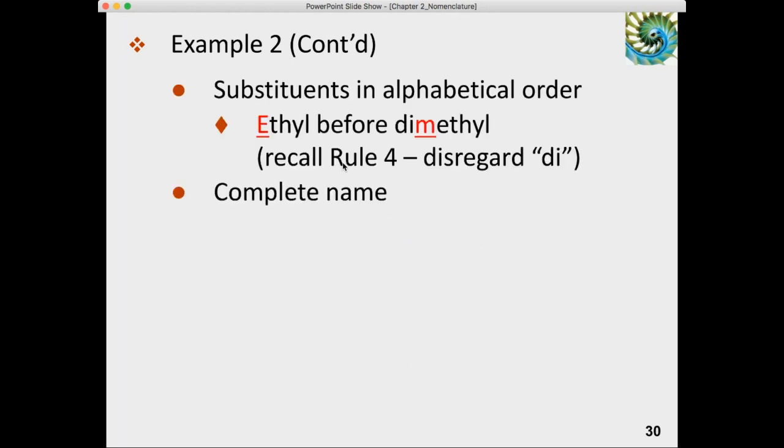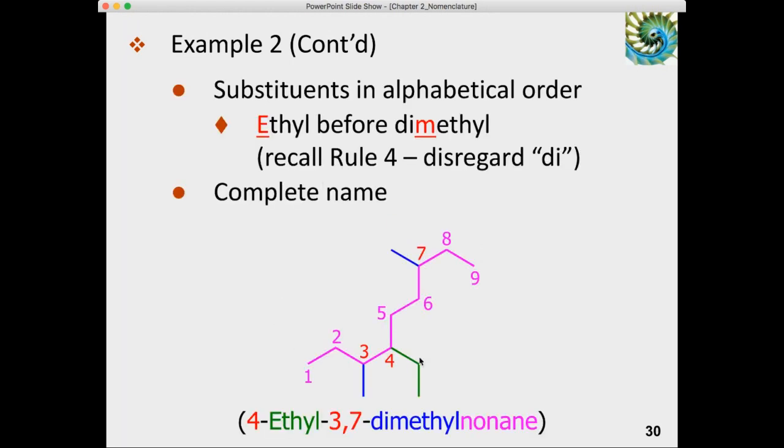So the name of the compound would be 4-ethyl first, 3,7-dimethyl nonane. So that's how you basically build the names of alkanes.